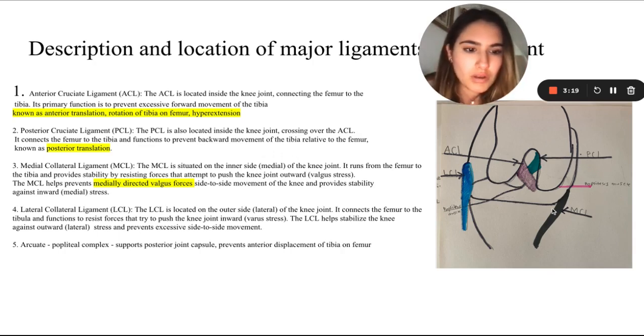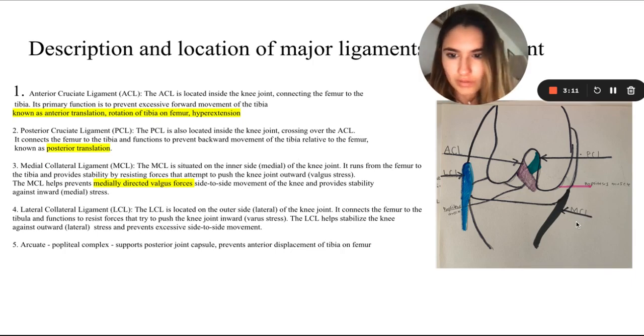The medial collateral ligament, the MCL, is on the inner side of the knee joint, and it helps prevent medially directed valgus forces, which is side-to-side movement of the knee, and provides stability against inward medial stress. Then the lateral collateral ligament, the LCL, is located on the outside of the lateral knee joint, and it helps to prevent varus stress.